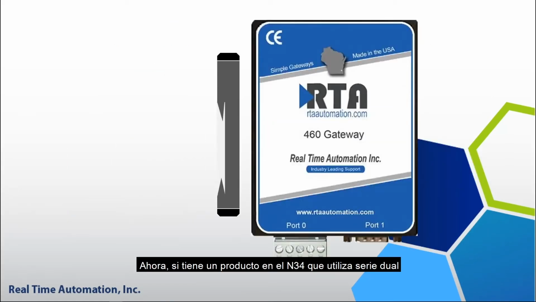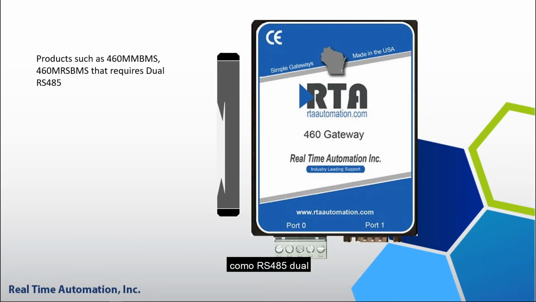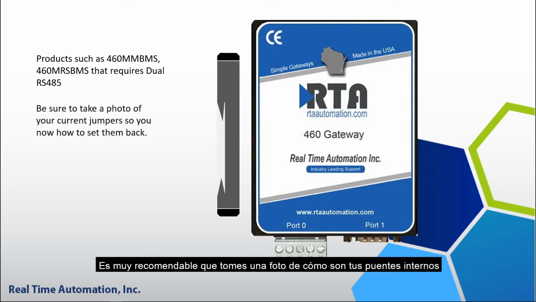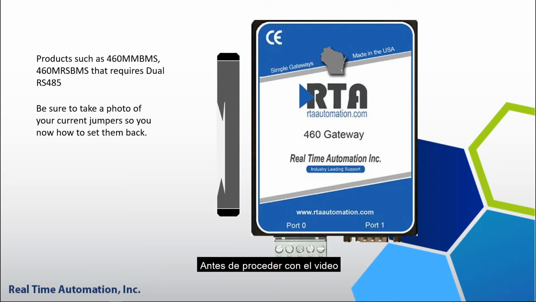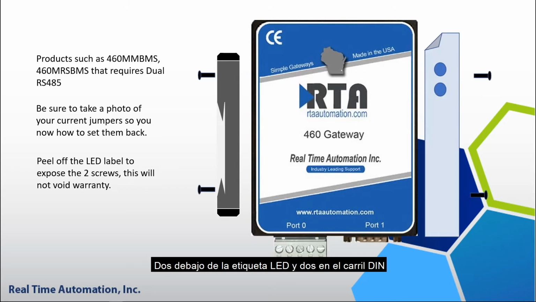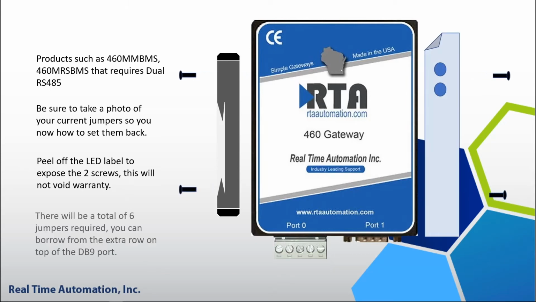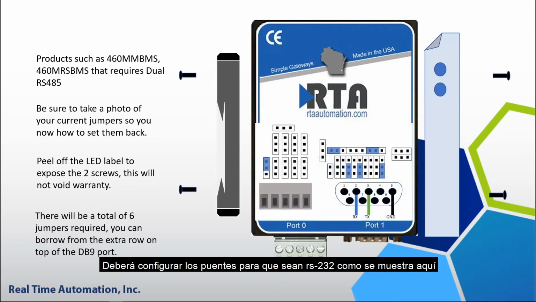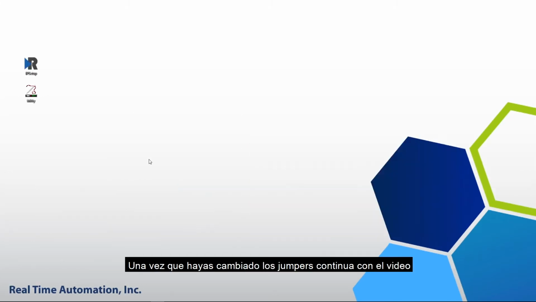Now, if you have a product on the N34 that is using dual serials such as dual RS-485, then you will need to change the internal jumpers. It's highly recommended you take a picture of how your jumpers are before proceeding with the video. There are a total of 4 screws, 2 underneath the LED label, and 2 on the DIN rail. You'll need to set up the jumpers to be RS-232 as shown here. Once you've changed the jumpers, continue with the video.